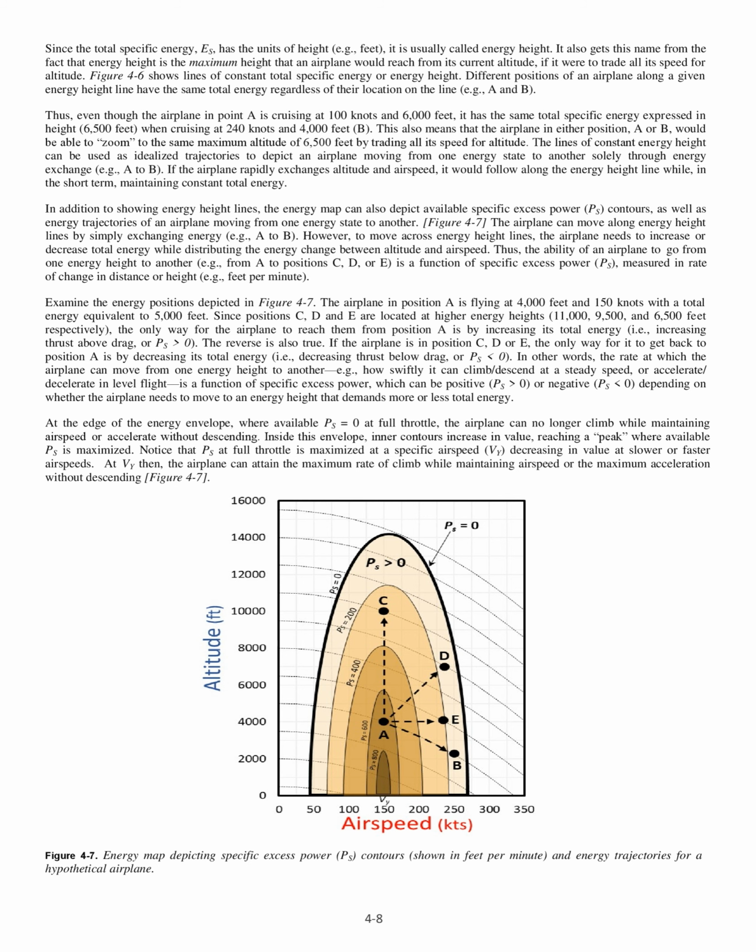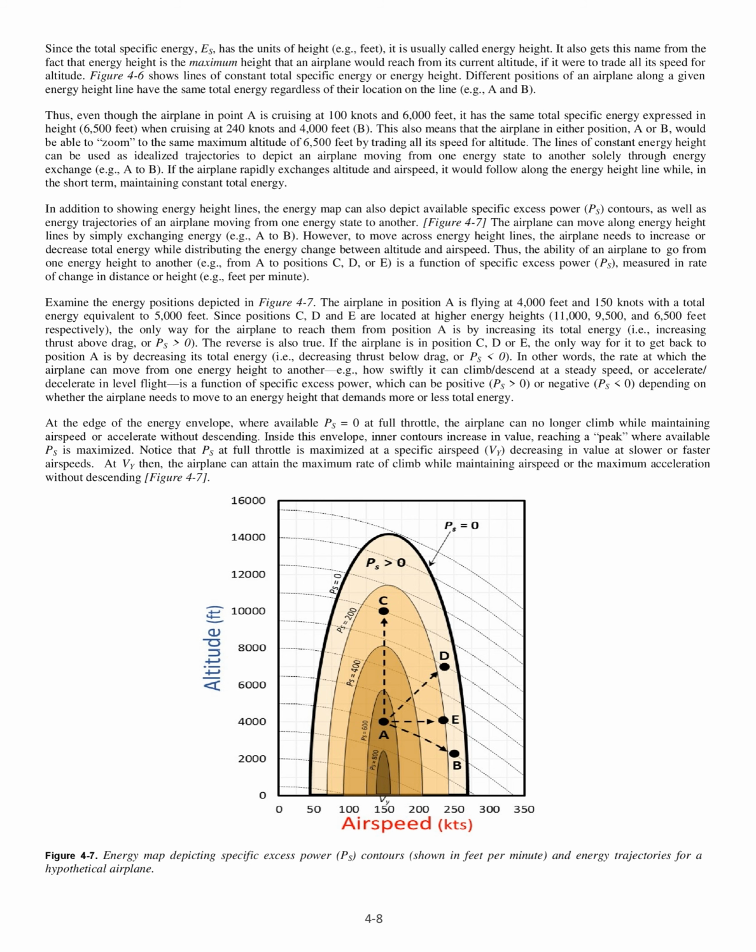Figure 4.6 shows lines of constant total specific energy or energy height. Different positions of an airplane along a given energy height line have the same total energy regardless of their location on the line, for example, A and B. Thus, even though the airplane in point A is cruising at 100 knots and 6,000 feet, it has the same total specific energy expressed in height, 6,500 feet, when cruising at 240 knots and 4,000 feet, B. This also means that the airplane in either position, A or B, would be able to zoom to the same maximum altitude of 6,500 feet by trading all its speed for altitude.